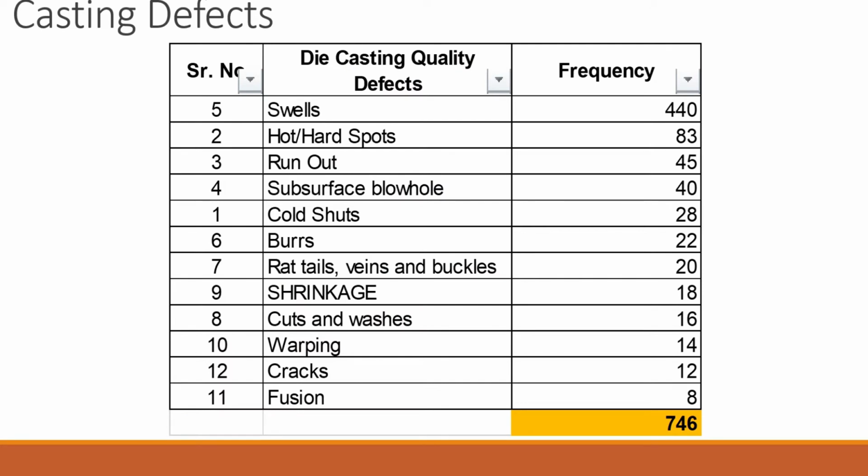So now let's take an example of the casting defects. We have recorded some data regarding the casting defects for a certain period of time, and these are the die casting quality defects and their frequency. The defects are swells, 440 times it is occurring, the hot stops 83, run out 45 times, subsurface blowhole, then cold shuts, blurs, rat tails, veins and buckles, shrinkage, cuts and washes, warping, cracks and fusion. So these are almost 12 defects occurring, and as per this frequency level.